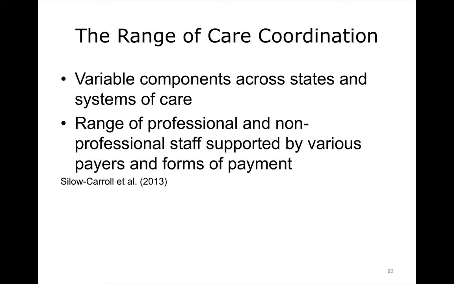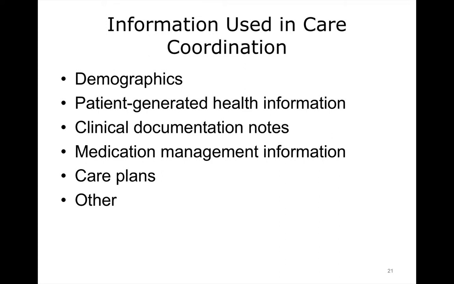Care coordination comprises variable components across states and systems of care and can be provided by a great range of professional and non-professional staff, supported by various payers and forms of payment. Information used in care coordination can come from many different sources, including demographics. This information might include address or education level or race, ethnicity. Patient-generated health information is becoming more and more common from the Internet of Things and may include data such as weight, blood pressure, heart rate, or steps taken each day.